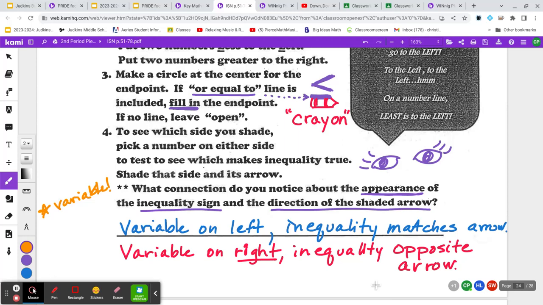And that's all we have for this video. Thank you for helping us with graphing inequalities. And next we're going to go on to solving inequalities.